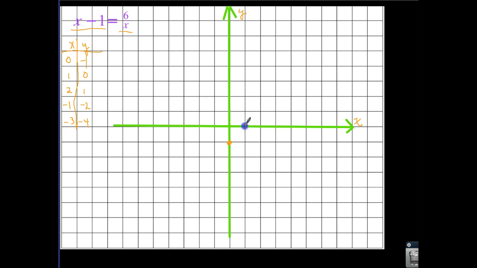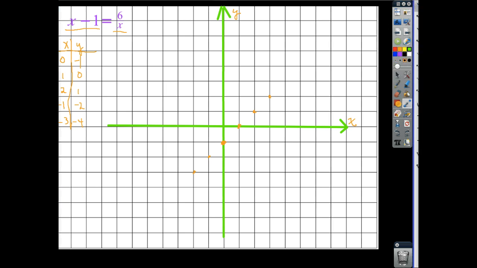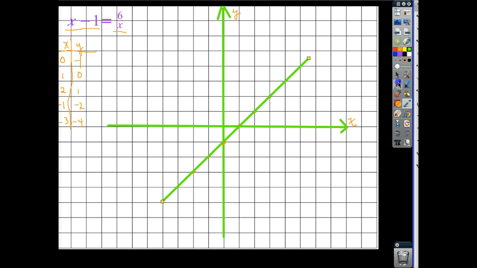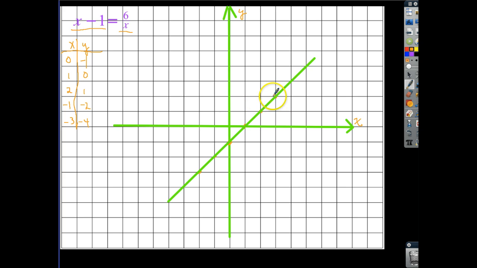X is 1, y is 0, up 1 over 1, up 1 over 1, right? So there's our... hold on, I want to make a straight line. See if I can do this. Ta-da. Okay, so there's our straight line. This is x minus 1.